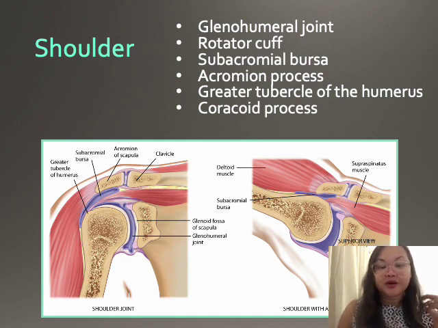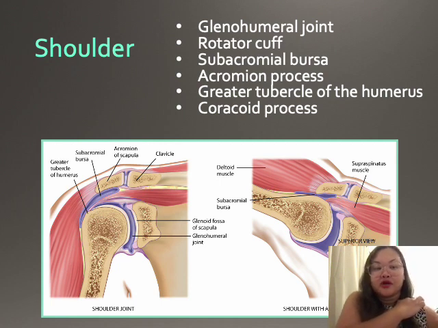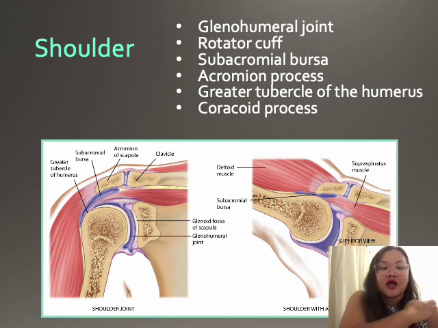And you can feel the bump of the scapula's acromion process at the very top of your shoulder. You can see that bump at the end. So there's an indentation here of the shoulder girdle, and then the bump, which is the acromion process.